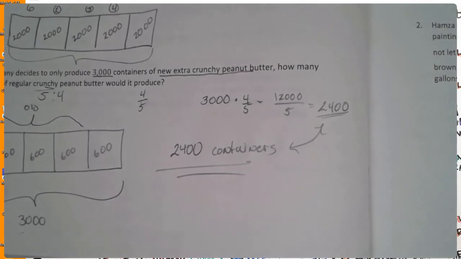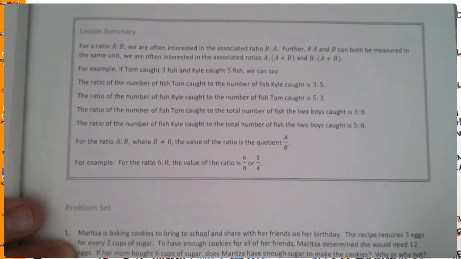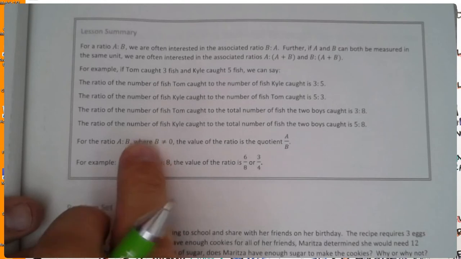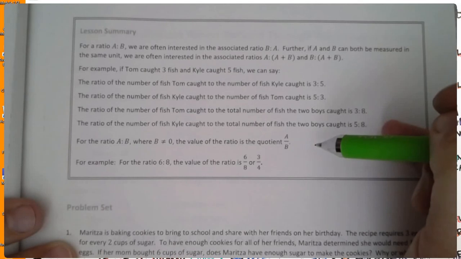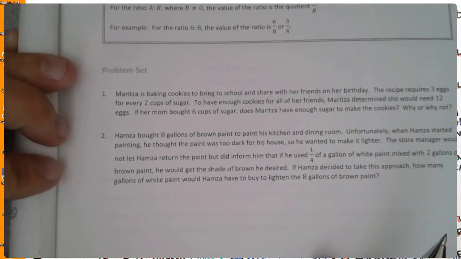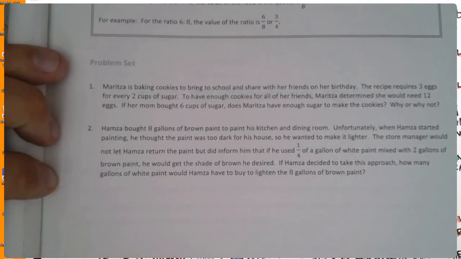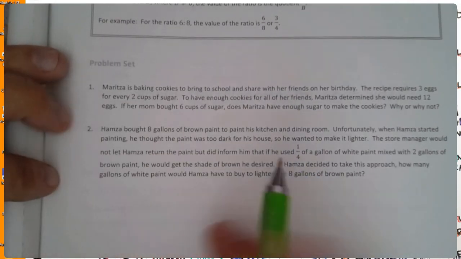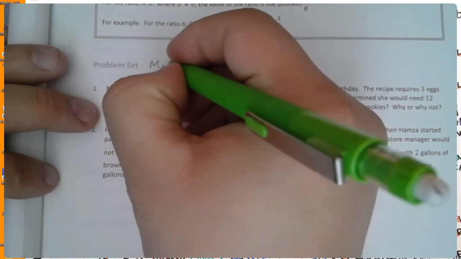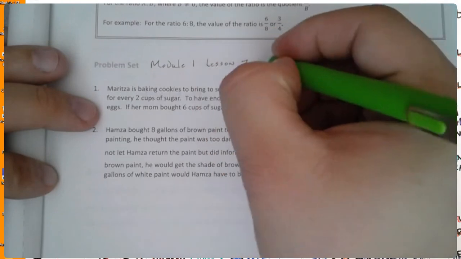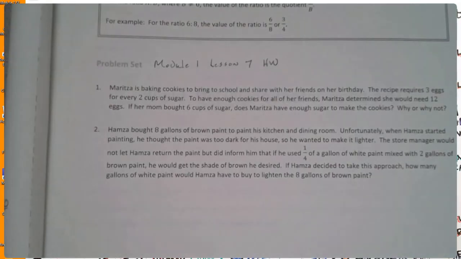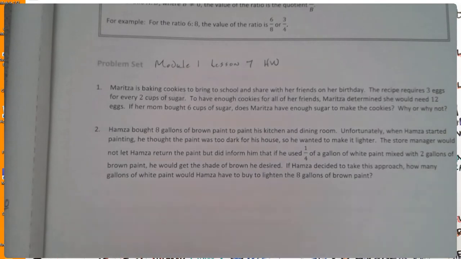Now, what I want you to do for me tonight is make sure in your book you highlight this information here. This is important for us. This lesson summary is very important for us to understand what our lesson is about. Just like these 2 problems in the problem set. These are going to be your homework tonight. They're going to be titled Module 1, Lesson 7 Homework.